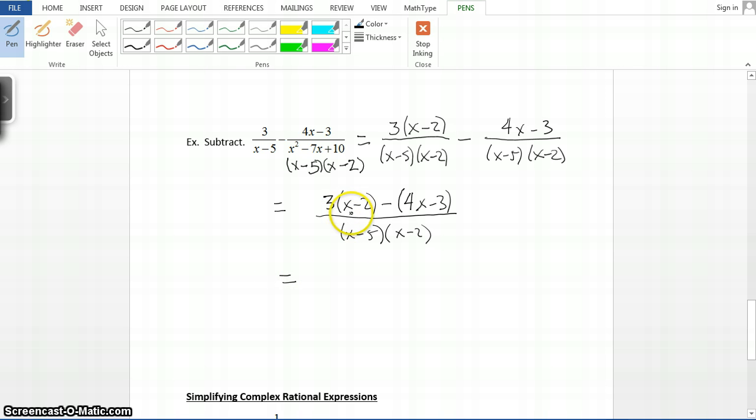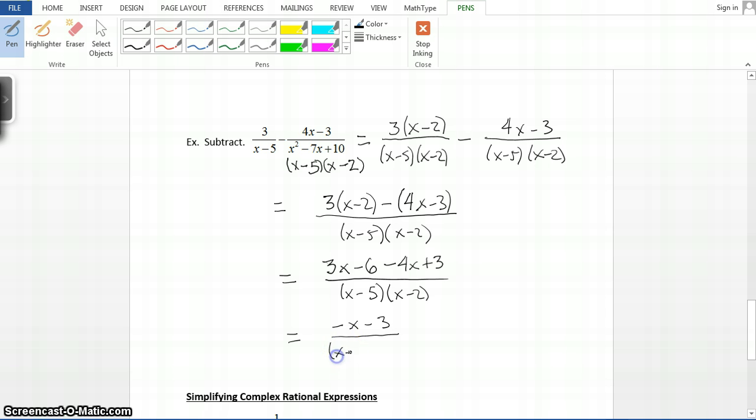So if we distribute in the numerator now, 3x minus 6, distributing the negative is a negative 4x plus 3. That is a very common error that students make. They'll forget to put parentheses around that second one. Now combining like terms in the numerator, I've got 3x minus 4x is a negative x. My constant term is negative 6 plus 3 is a minus 3.